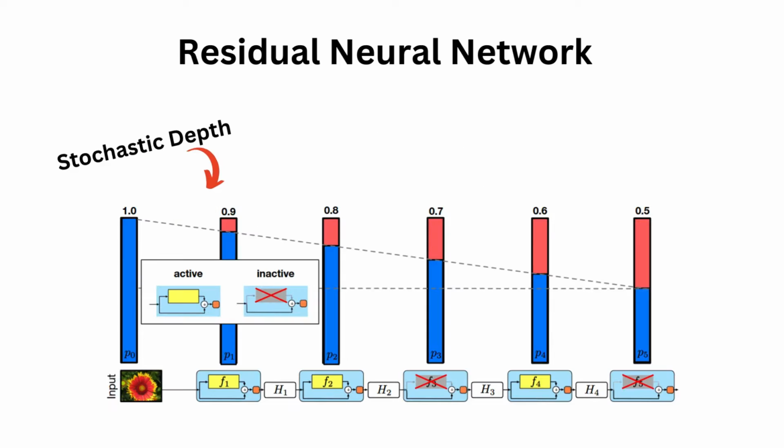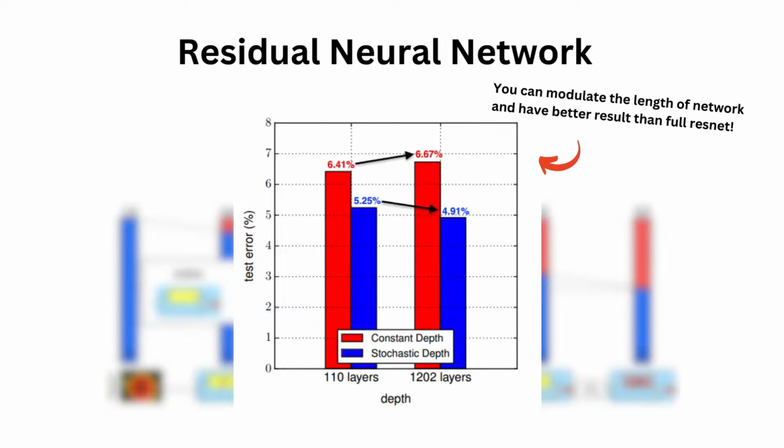that important. The first hint that the subpath was more important came from stochastic depth, a technique to train a residual network that drops a whole layer with a linearly decaying probability. By modulating the length of the network, you can create ResNets with a smaller number of layers but much better performance.